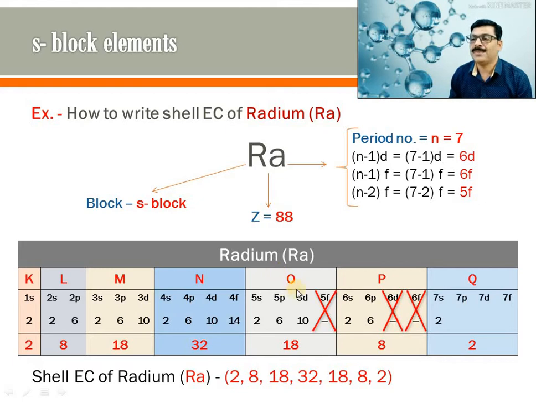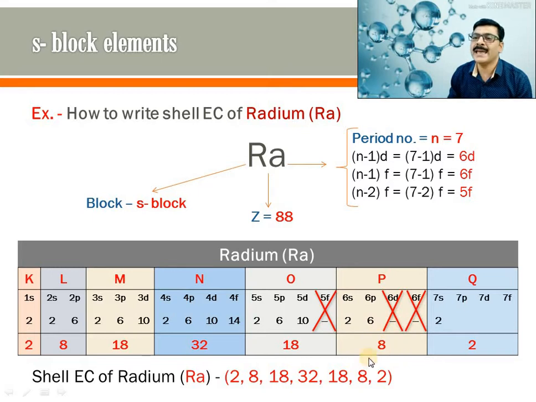Then the O cell. The O cell contains the 5s, 5p, 5d and 5f orbitals. But here the 5f orbital you have to ignore. Then the total number of electrons is 2, 6 and 10, which means 18 electrons are present in the O cell. Then the P cell. The P cell contains 6s, 6p, 6d and 6f. Here 6d and 6f you have to ignore. So the total electron capacity for the P cell is 8.